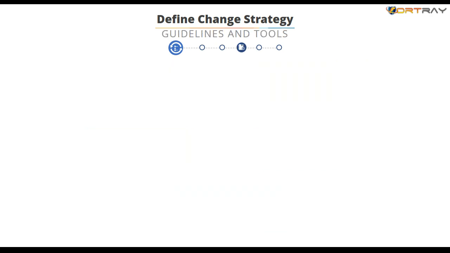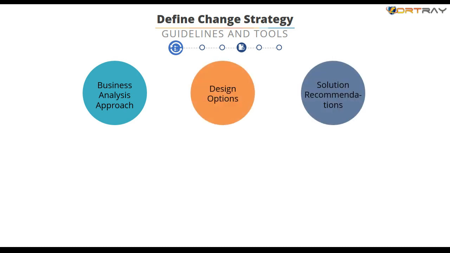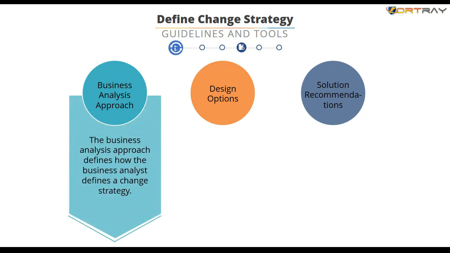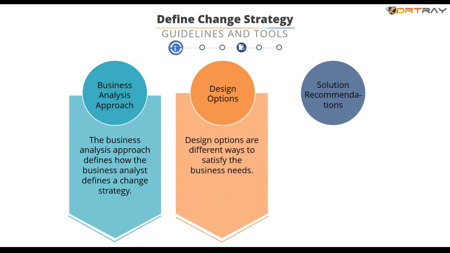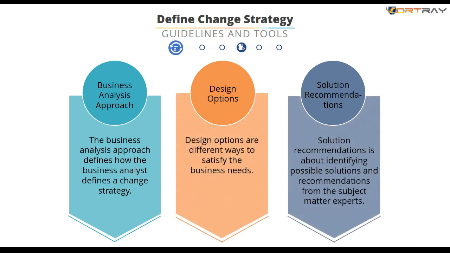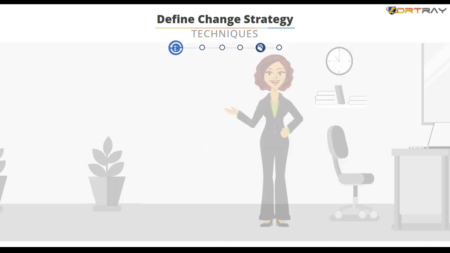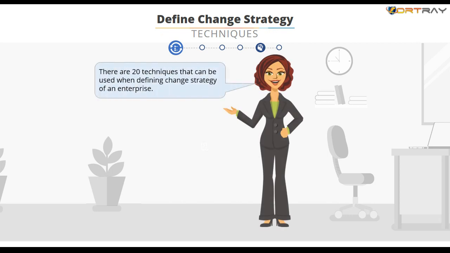In addition to the inputs discussed, business analysis approach, design options, and solution recommendations may be used as guidelines and tools. The business analysis approach defines how the business analyst defines a change strategy. Design options are different ways to satisfy the business needs. Solution recommendations are about identifying possible solutions and recommendations from the subject matter experts. There are 20 techniques that can be used when defining change strategy of an enterprise.